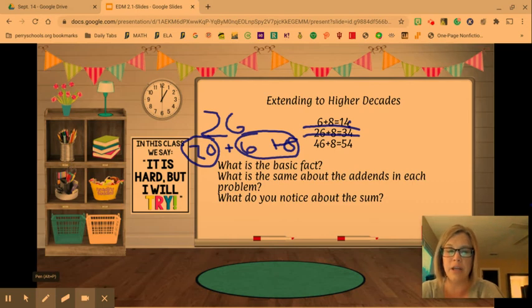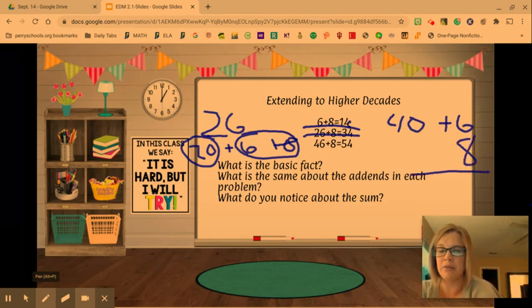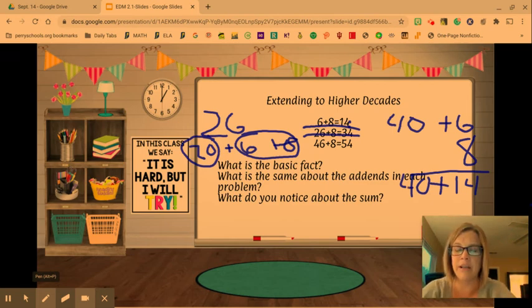Same thing with 46 plus 8. I can see that 46 would be 40 and 6. And then I'm going to add in 8. Well, I know 6 plus 8 is 14. And then I have 40 more. So I'm going to have 40 plus 14, or start at 14 and count down 4 more tens on your number grid to get to 54.